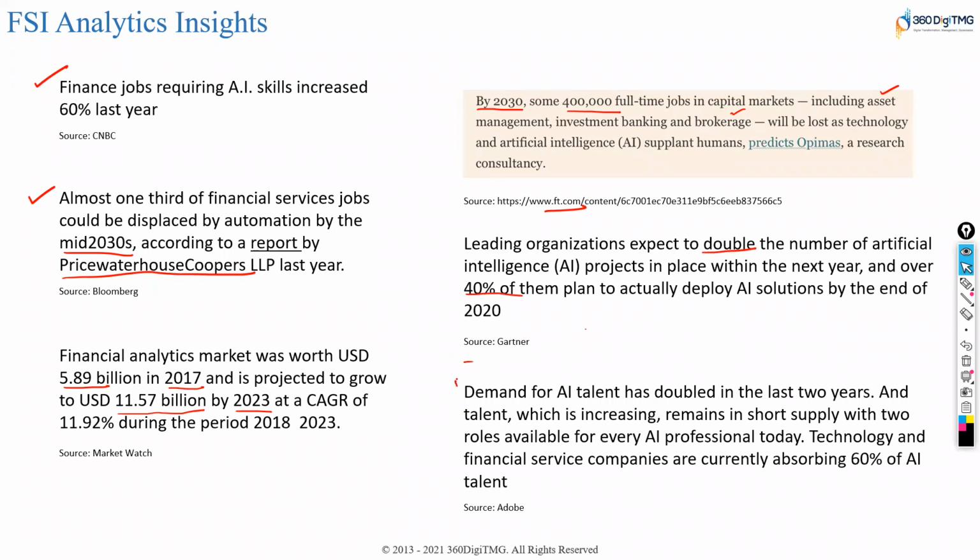And then demand for AI talent has doubled. Adobe has this to say, right? And they say that technology and financial services companies are currently absorbing 60% of AI talent. So once you specialize in financial analytics, suddenly what happens? Your service-based companies anyway will have financial services and insurance as a key vertical. It generates huge revenue for them, they get huge profits, hence that will be a key vertical. Similarly, companies such as Bank of America, HSBC Bank, Standard Chartered all have opportunities for people with financial analytics knowledge.